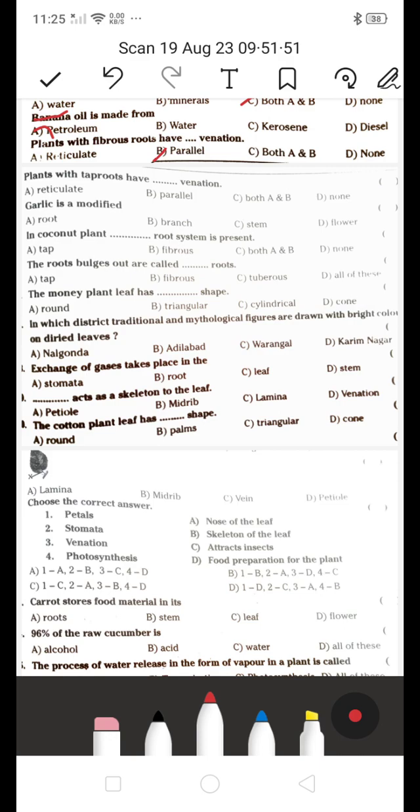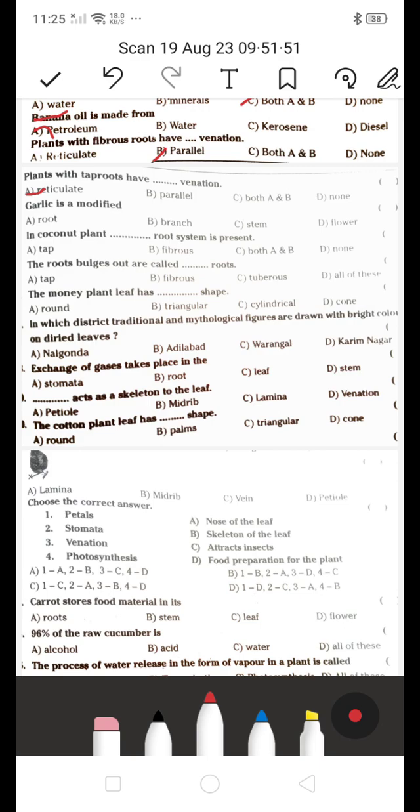Next one, plants with taproots have dash venation. Is it reticulate, parallel, both A and B, or D, none? Which is the right answer? Plants with taproots have reticulate venation. A is the right answer.